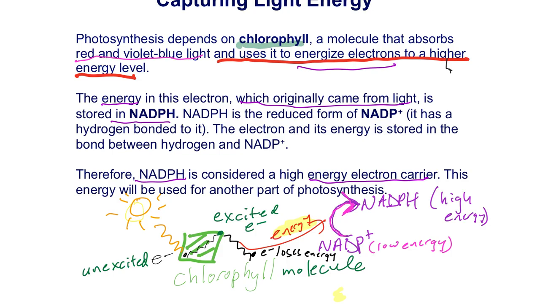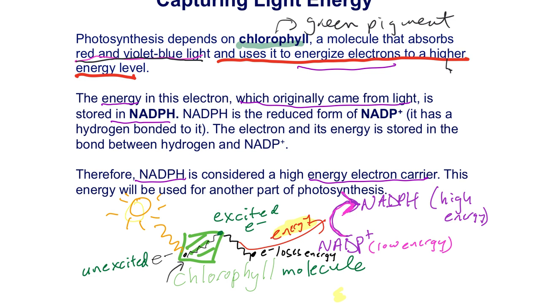So chlorophyll is the green pigment in plants that does the absorbing of the solar energy. It picks out of the sunlight the red and violet-blue wavelengths, those particular wavelengths out of sunlight. We'll talk about that later. And so chlorophyll, I showed as a green block right here.